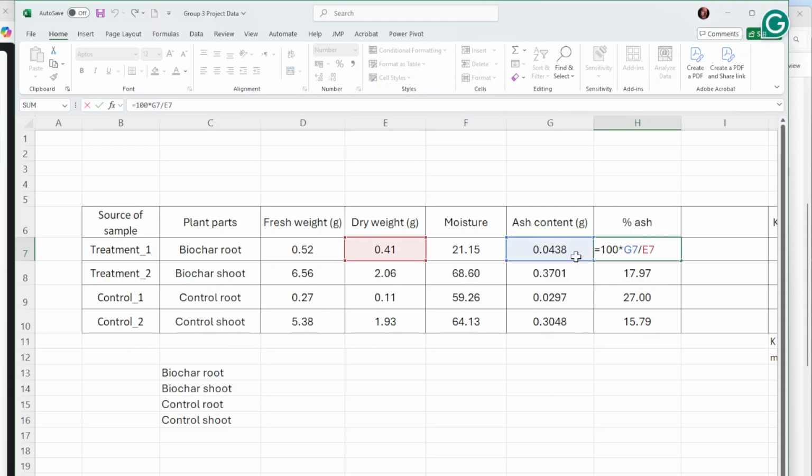So I multiply 100 by the 0.438 grams of ash divided by the dry weight, which will give me the percentage of ash. So this is 10% for the biochar root, 17% for the biochar shoot, 27% for the control root, and 15% for the control shoot.